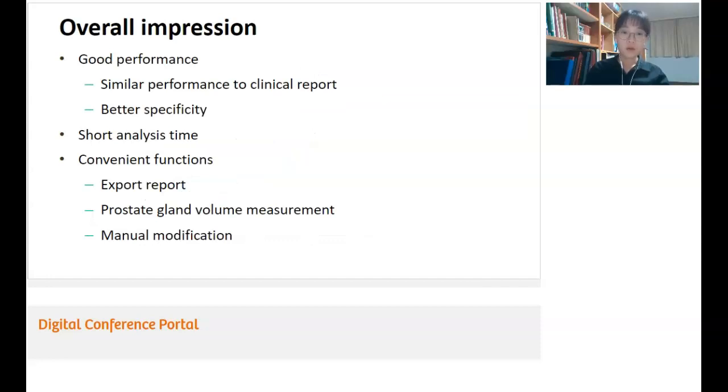My overall impression of AI is as follows. It showed similar performance to clinical routine reports with better specificity. It takes a very short time to process and analyze the images. It provides some convenient functions.